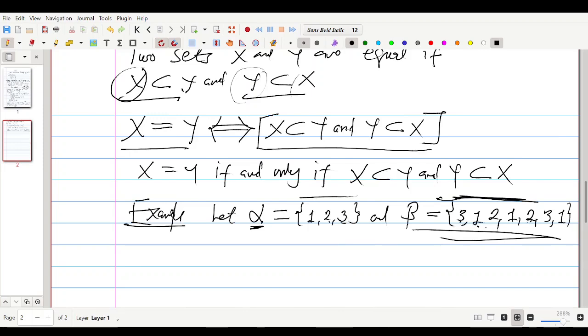3 is in beta, 3 is in alpha. 1 is in beta, 1 is in alpha. 2 is in beta, 2 is in alpha. So you see, that is how it is done. The repetition does not matter. So in this case, alpha and beta are equal, and we can write alpha is equal to beta, or we simply write it using the listing format of a set, or the roster format of the set.